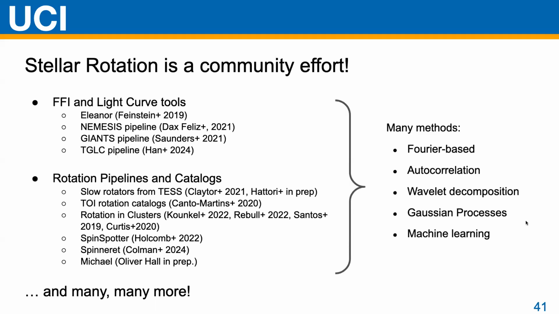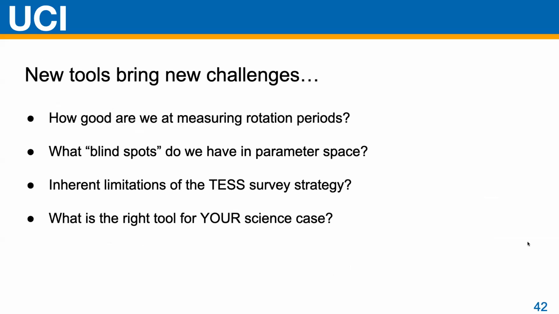And what we see is people are attacking this problem from many different angles. We've got Fourier-based solutions like the Lomb-Scargle periodogram or the two-term Lomb-Scargle. People like me who are working with autocorrelation. There's also wavelet decomposition. Ruth Angus's group is doing some really interesting work using Gaussian processes to measure rotation periods. And then there's a whole suite of new machine learning tools, things like the random forest classifiers, things like Zachary Clader's long period rotator catalog as well.